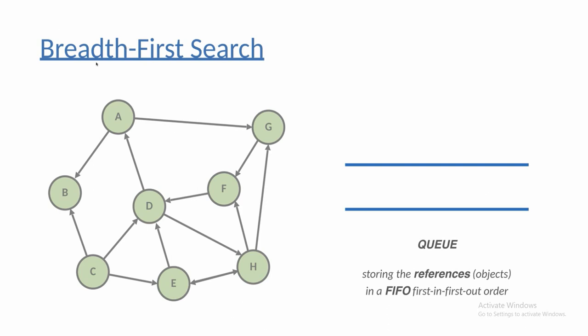Okay, so that's all about the breadth first search graph traversal algorithm. We need a queue abstract data type in order to implement this algorithm. This is exactly what we are going to do in the next lecture during the implementation.